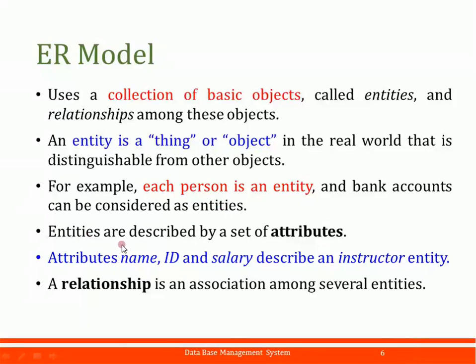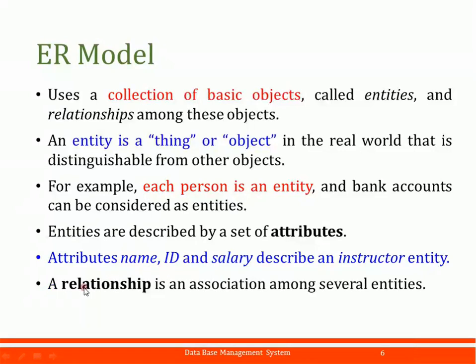The entities are described by a set of attributes, like what you had for student: student ID, marks, age, etc. The attributes name, ID, and salary describe an instructor entity. So this is not limited to three such attributes. You can have n number of attributes.